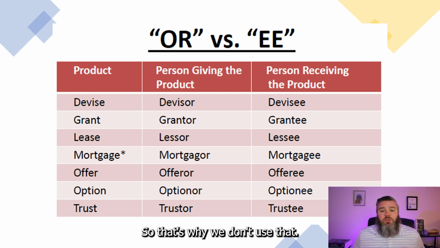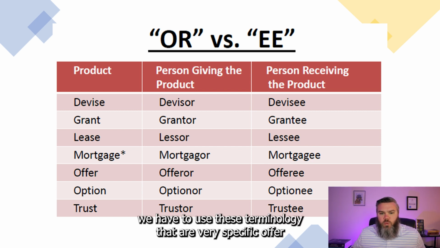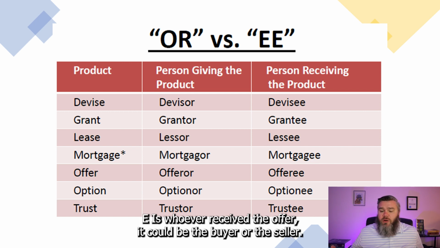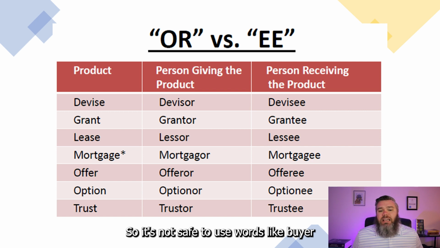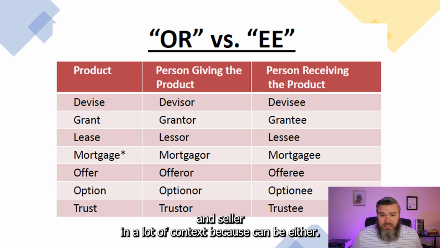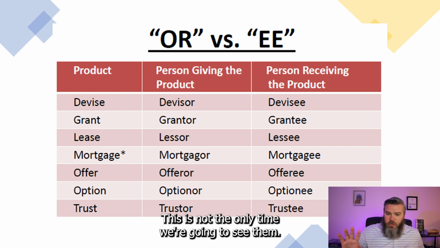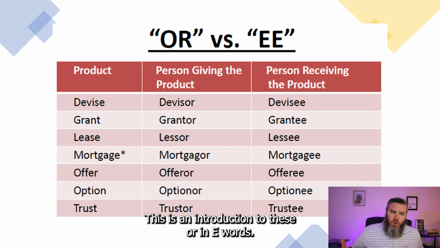Everybody understand that? So that's why in a lot of these situations, we have to use terminology that is very specific. Offeror is whoever sent the offer. It could be the buyer or the seller. Offeree is whoever received the offer. It could be the buyer or the seller. So it's not safe to use words like buyer and seller in a lot of contexts because it could be either. And so these words are very important. Everybody with me? And we're going to talk about them. This is not the only time we're going to see them. This is an introduction to these or and e words.